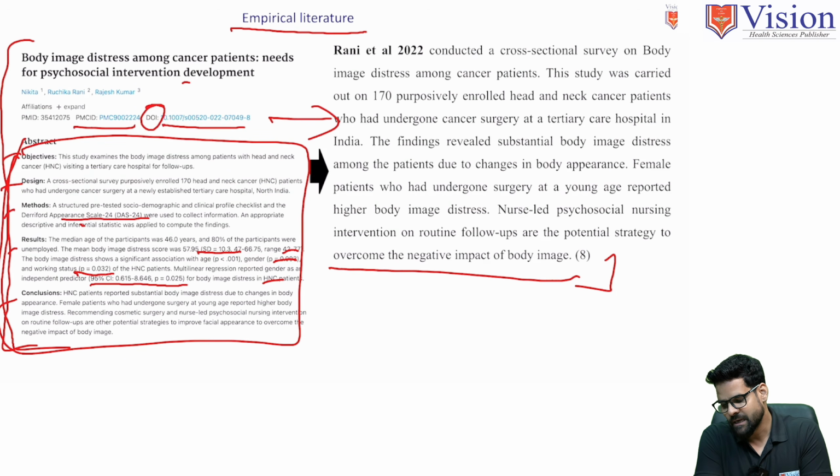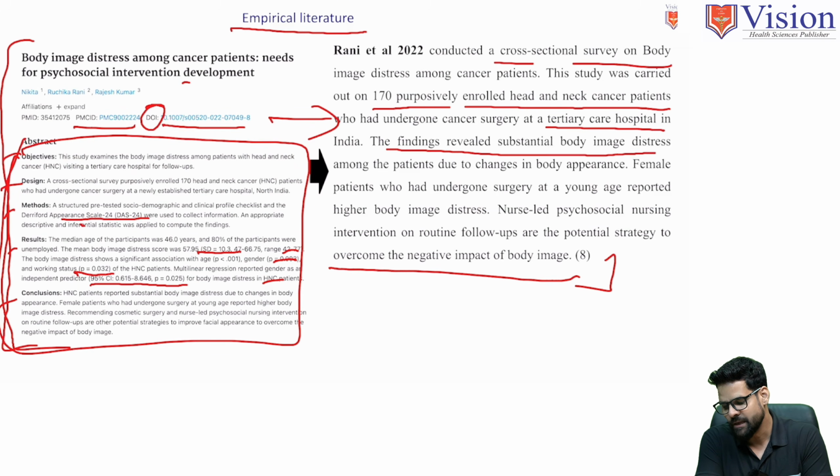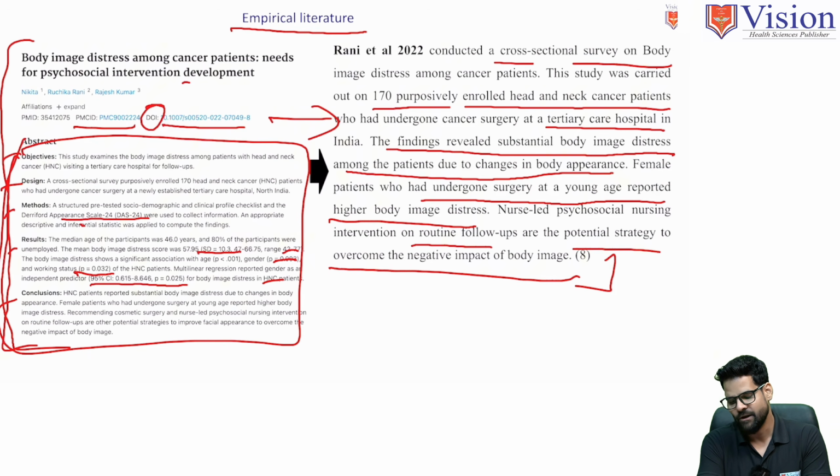So here we have written: they conducted a cross-sectional study on body image distress among cancer patients. The study was carried out on 170 purposely enrolled head and neck cancer patients who had undergone surgery at a tertiary care hospital in India. The findings revealed substantial body image distress among the patients due to change in body appearance. Female patients who had undergone surgery at a young age reported higher body image distress. Nurse-led psychosocial intervention on routine follow-up is a potential strategy to overcome the negative impact on body image. And then full stop and the reference is given. So you can see this is a paraphrased version of writing the empirical literature.